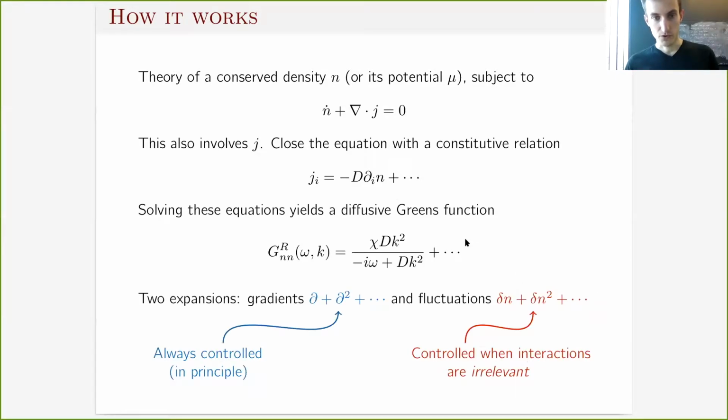It's important to point out that there are two expansions happening here. There's a gradient expansion in these dot, dot, dots. And this expansion is always controlled, at least in principle, because you can always go to long enough wavelengths, look at small wave vectors, so that these higher gradient corrections will lead to only small corrections. But there's also an expansion in fluctuations of the charge density. And this expansion is more subtle. In fact, it's only going to be controlled when hydrodynamic interactions are irrelevant. So this is one of the main questions that we want to answer first.